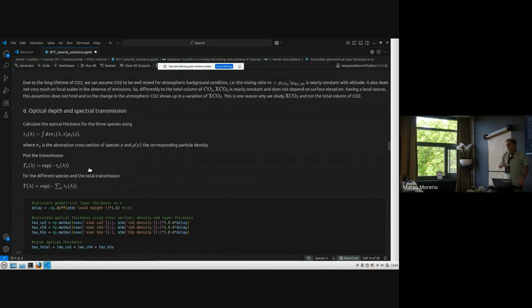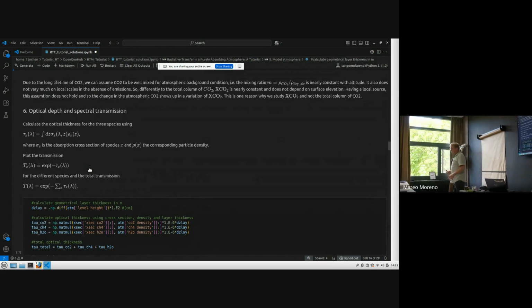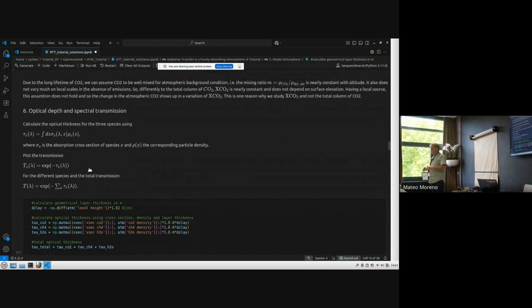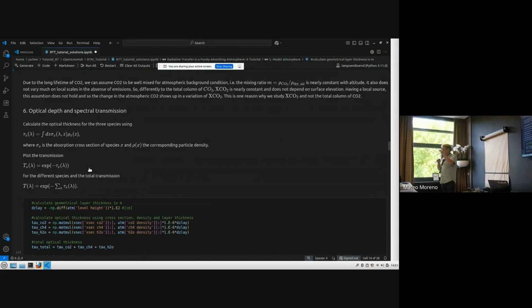Okay, we go to task 6 now, right? And we really want to calculate now the transmission through the atmosphere. First, we calculate the optical depth, which is defined as an integral over altitude, cross-section times the density of that species. So for CO2, you take the density, you multiply the density with the cross sections, you take the layer height, the thickness of that layer, it's 1 kilometer, I believe, and then per layer, you calculate the optical depth and you sum up the different layers, right?